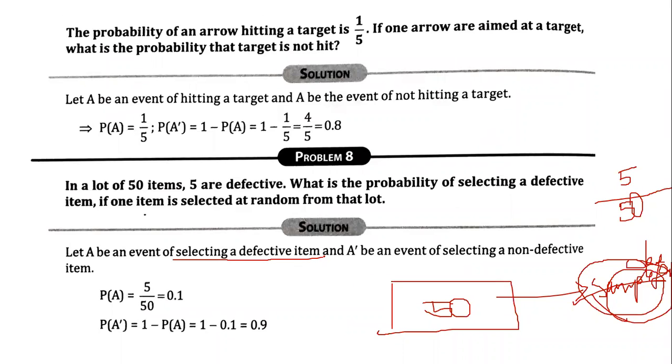Then how about the other part, that is P of A dash, or A dash? So the formula is 1 minus P of A. So 1 minus 0.1 is 0.9. So there is a 90% chance that they will be selecting a non-defective item for the sample, but there is a 10% chance of them selecting a defective item.